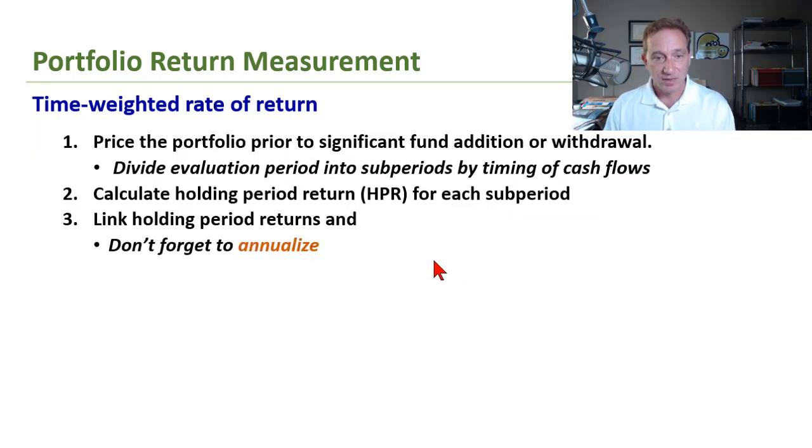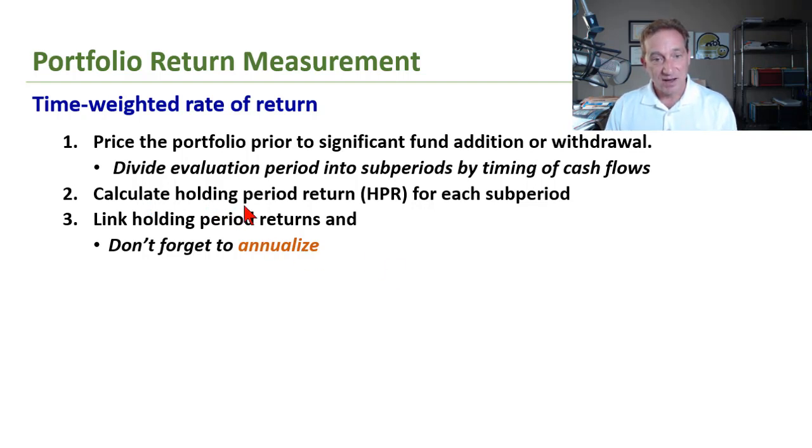So our steps here for the time weighted return are, first, to price the portfolio prior to significant fund additions or withdrawals. We first divide the evaluation period into sub-periods by timing of the cash flow. So that's generally what we do. If we have a long period, we would generally slice it into sub-periods, and the sub-periods are basically defined by any significant cash flows. So even though, unlike the dollar weighted return, we're not going to let the return measure be influenced that way, we do tend to divide the sub-periods according to when the cash flows happen.